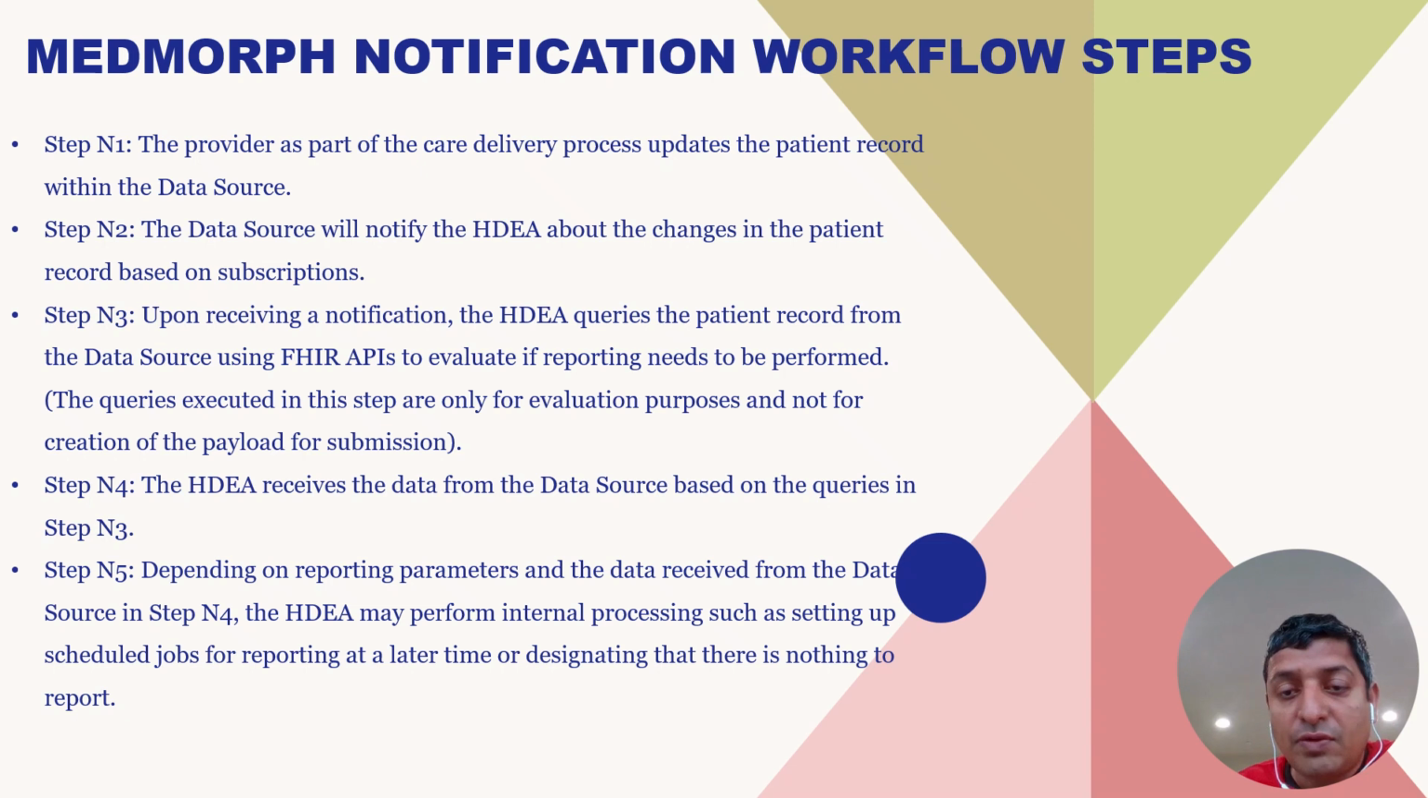Let's talk about the notification workflow steps. Step N1 is the provider, as part of the care delivery process, updates the patient record within the data source. The data source will notify the SDA about the changes in the patient record based on subscription. Upon receiving a notification, the SDA queries the patient record from the data source using FHIR APIs to evaluate if reporting needs to be performed. The SDA receives the data from the data source based on the queries in step N3. Depending on reporting parameters and data received from the data source in step N4, the SDA may perform internal processing such as setting up scheduled jobs for reporting at a later time or designating that there is nothing to report.